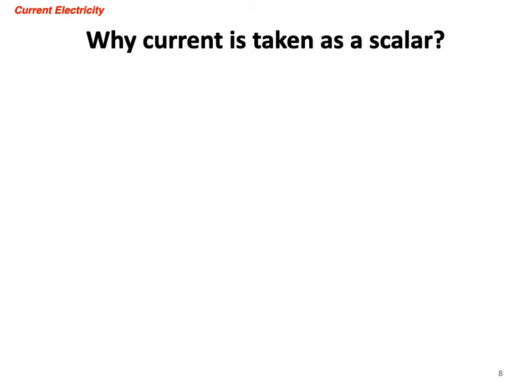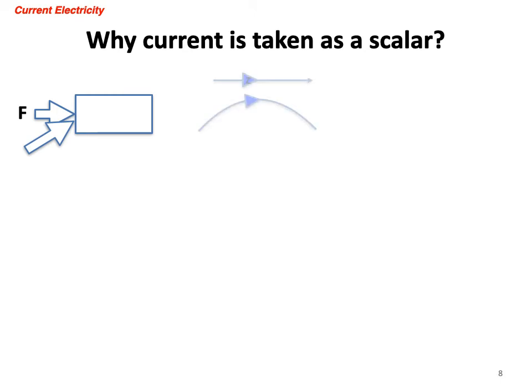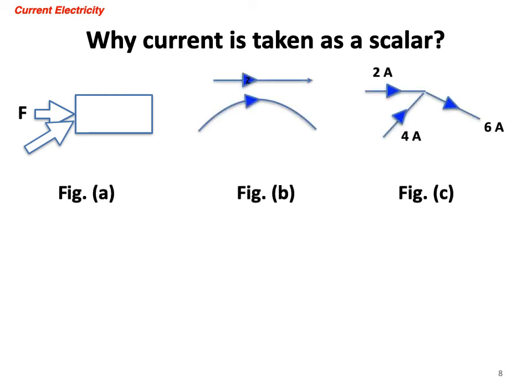Now, why is current taken to be a scalar quantity? For this, let's consider these three figures. In the first one, figure A, we have two forces acting on a block. If both the forces act in the same direction, the net result will be the sum of the two, F1 plus F2. If F2 is applied from the opposite direction, then the net effect will be their difference. If they are perpendicular to each other, the net force will be different, as you know from your knowledge of vector addition.